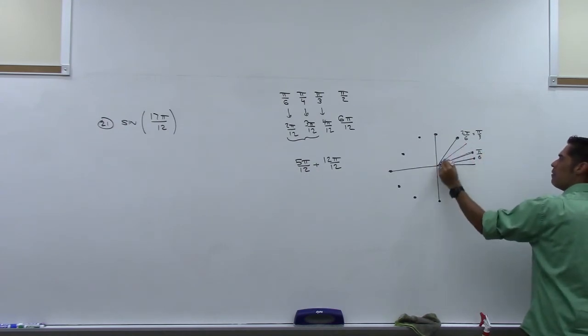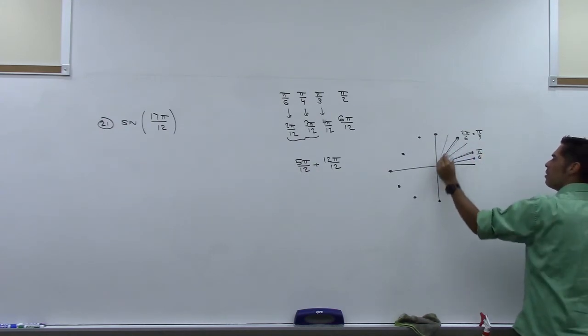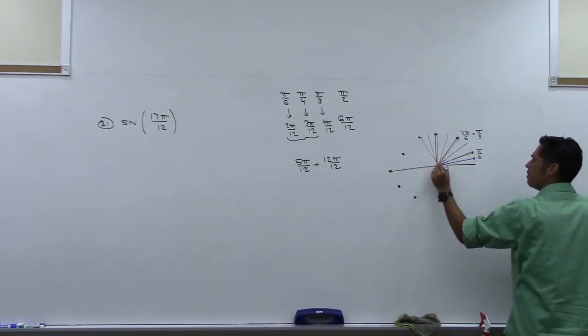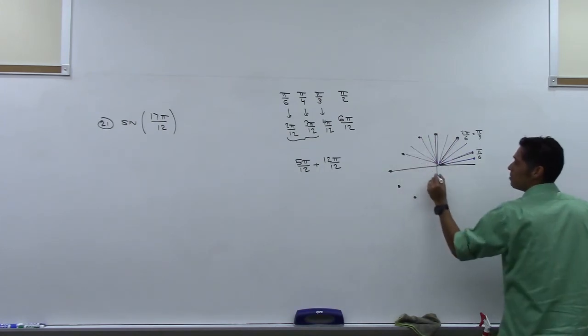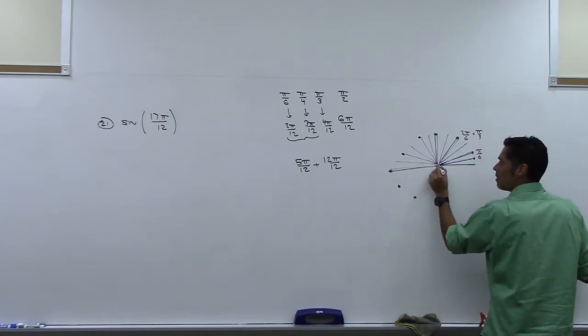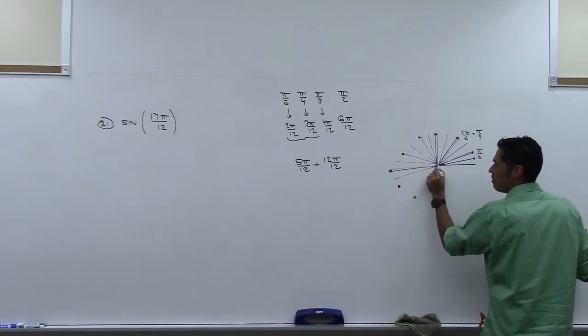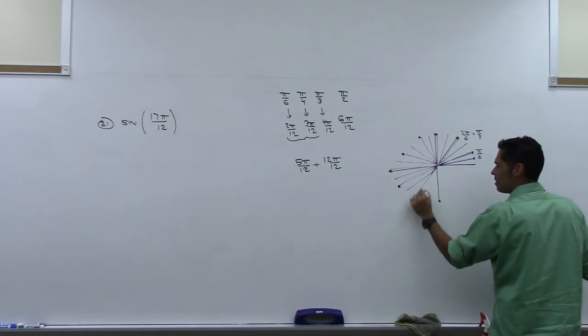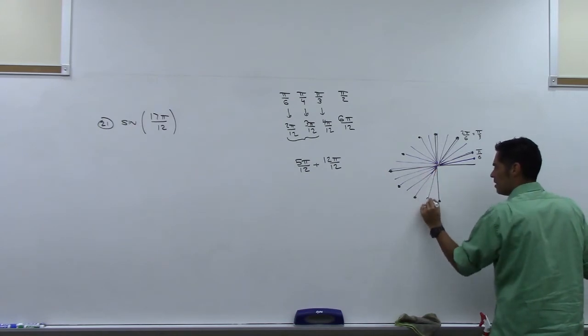3 pi over 12, 4 pi over 12, 5 pi over 12, 6 pi over 12, 7 pi over 12, 8 pi over 12, 9 pi over 12, 10 pi over 12, 11 pi over 12, 12 pi over 12, 13 pi over 12, 14 pi over 12, 15 pi over 12, 16 pi over 12. Here we are, 17 pi over 12.